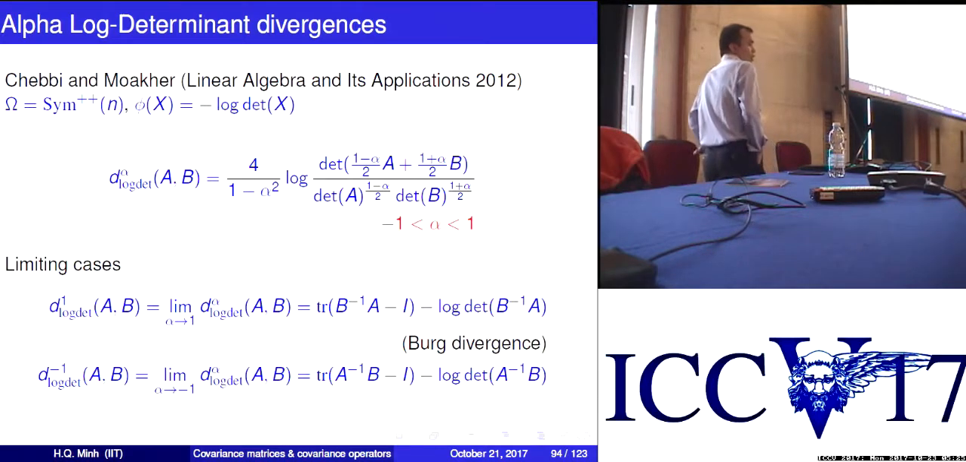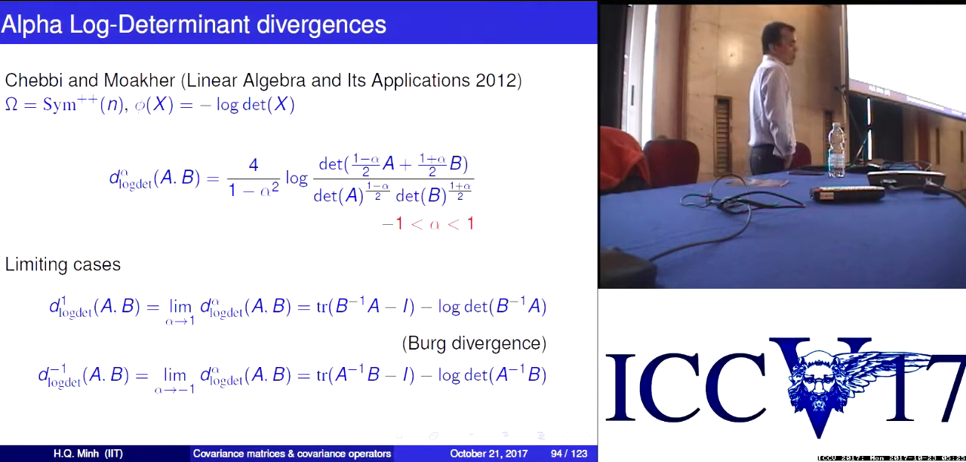Now, if we apply this to the negative log det function, then we have what we call the alpha log determinant divergences. It's given by this formula here. D alpha log det of A and B is equal to 4 over 1 minus alpha squared, times log of det of (1 minus alpha over 2)A plus (1 plus alpha over 2)B, divided by det of A to the power 1 minus alpha over 2, times det of B to the power 1 plus alpha over 2. You have seen this before: when alpha is equal to 0, you have the symmetric Stein divergence. But this formula is very general.